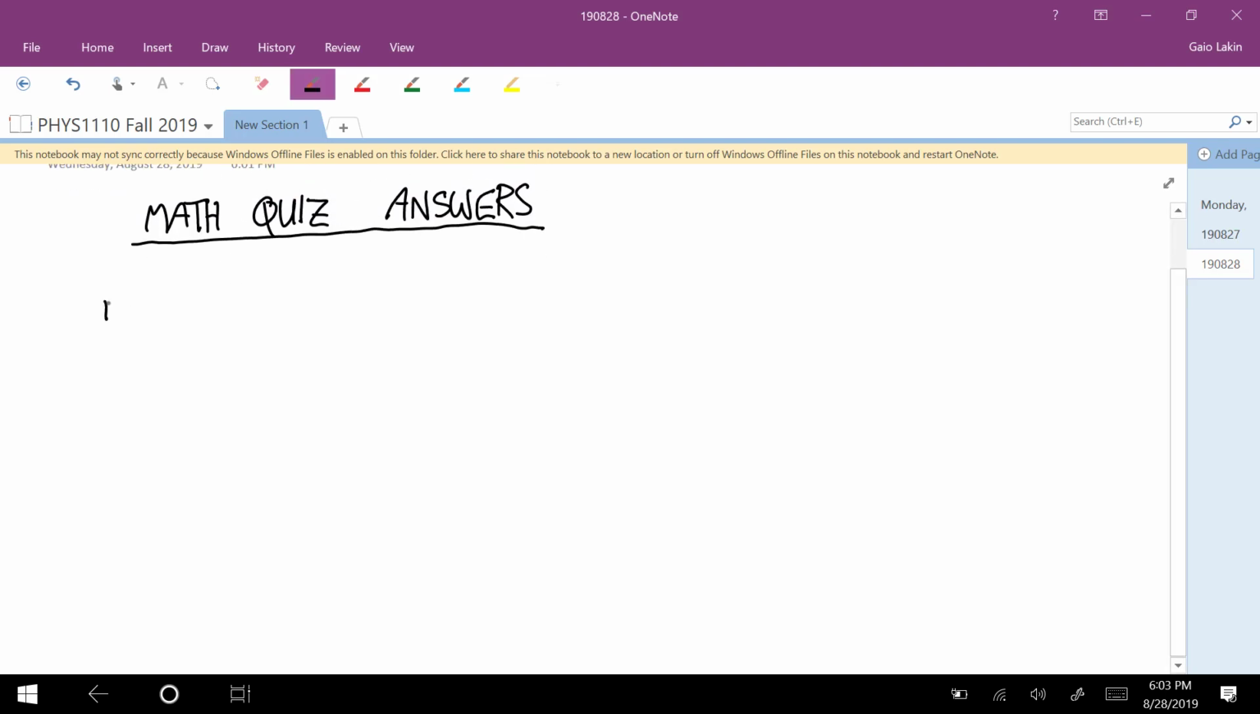The first problem was to plot the function y equals x squared. Some of you might recognize that's a parabola, and you might just be able to plot it without plugging in any numbers. But you could also do it by choosing a few values of x and plugging them in, plotting points until you get a feel for what it looks like.